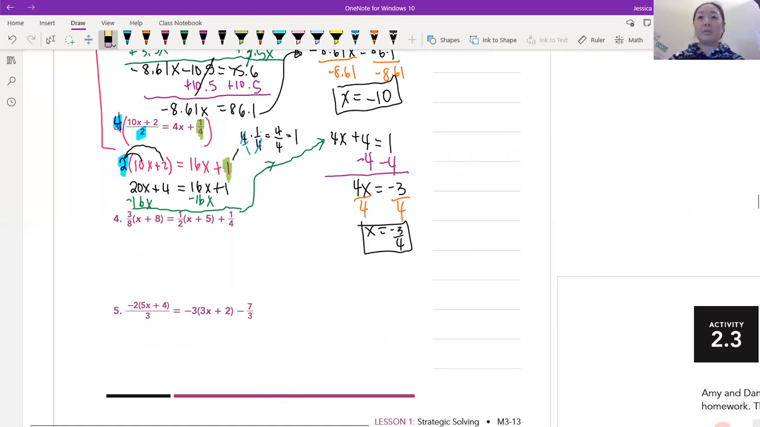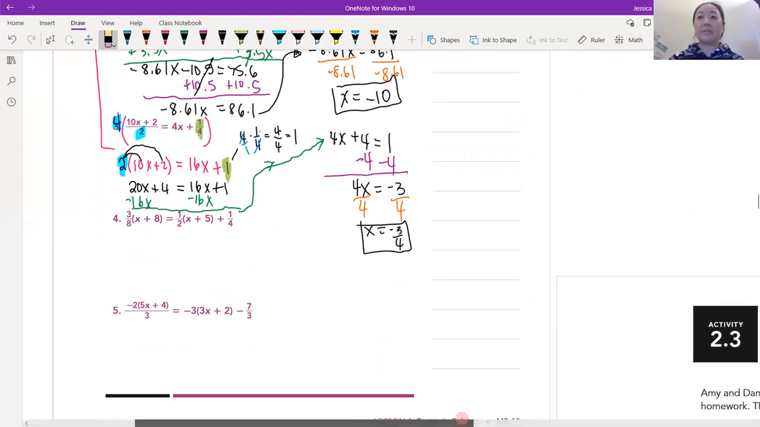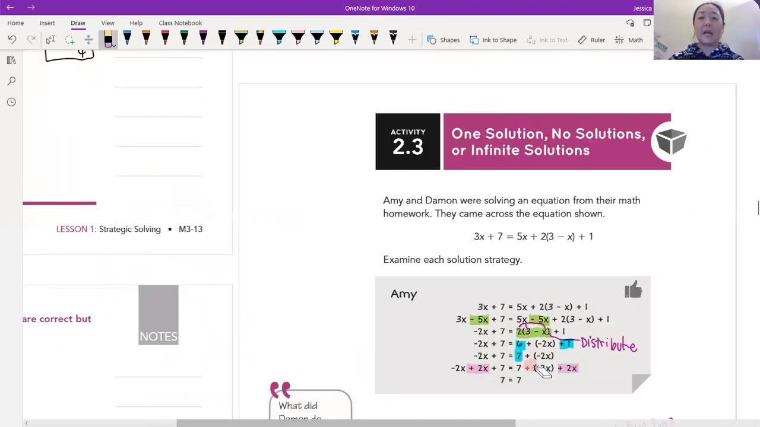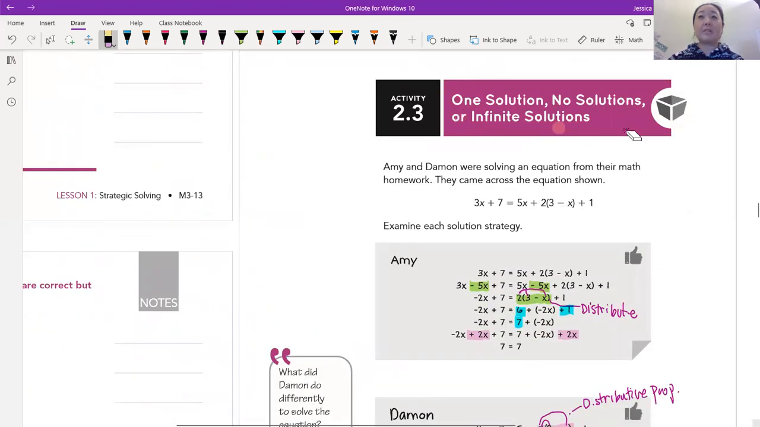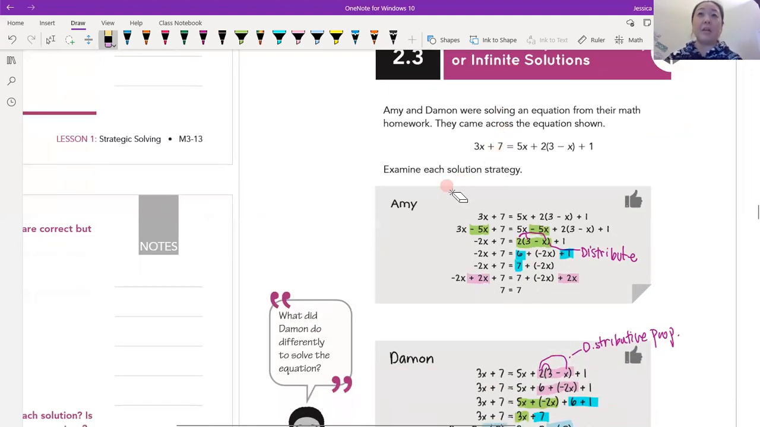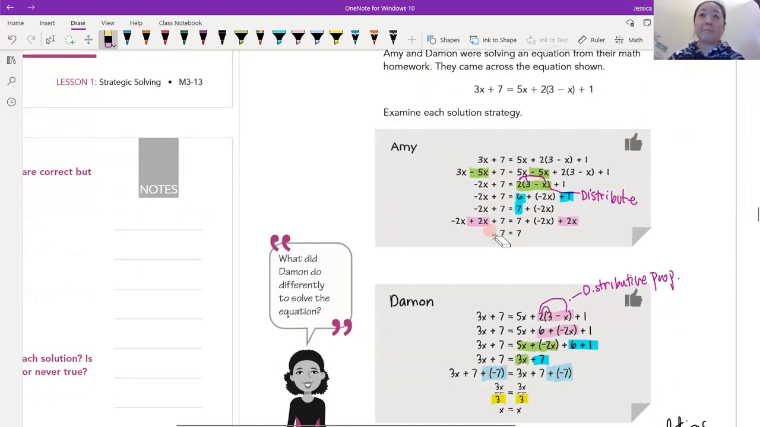We are going to go to the next page here, which is over here on the right, because it got overlapped. So if you look right here, it says one solution, no solution, and infinite solutions. This is actually possible. We'll take a look at this. So if you look at here, Amy and Damon were solving an equation from their math homework, right? And this is the equation that they got, right? And they both did them in different ways.